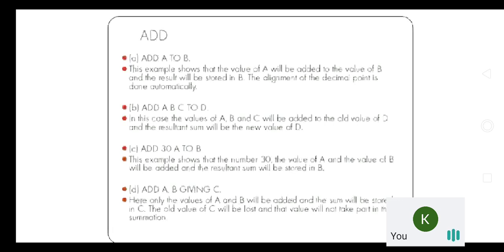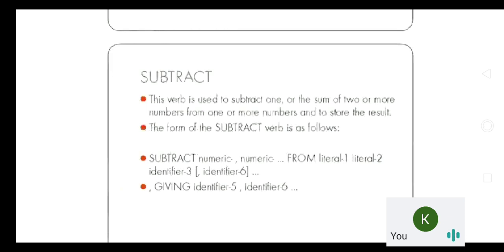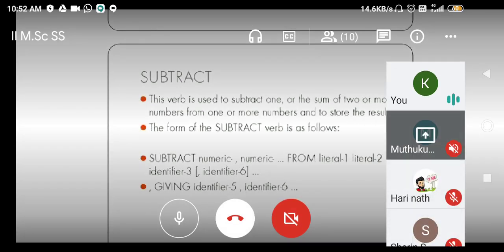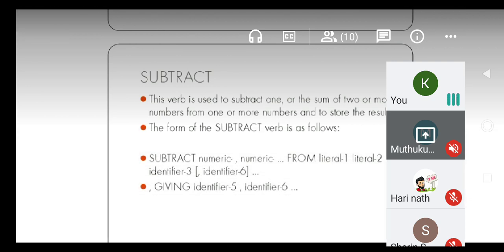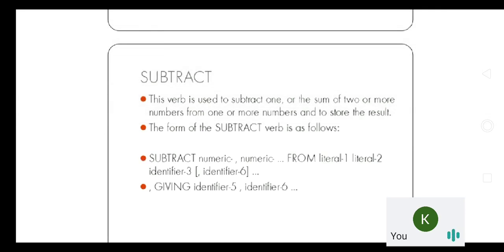So that's all about the add verb. The next verb that we're going to discuss is the subtract verb. This is a very important verb, used to perform the subtraction computation process on your identifiers. It is used to subtract one value or the sum of two or more numbers. You have two forms of subtraction here: subtracting one value from another value, and subtracting one or more values from one value.